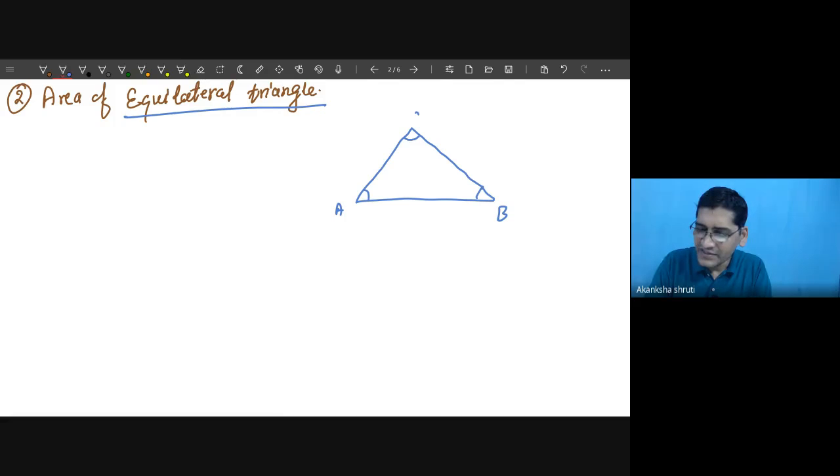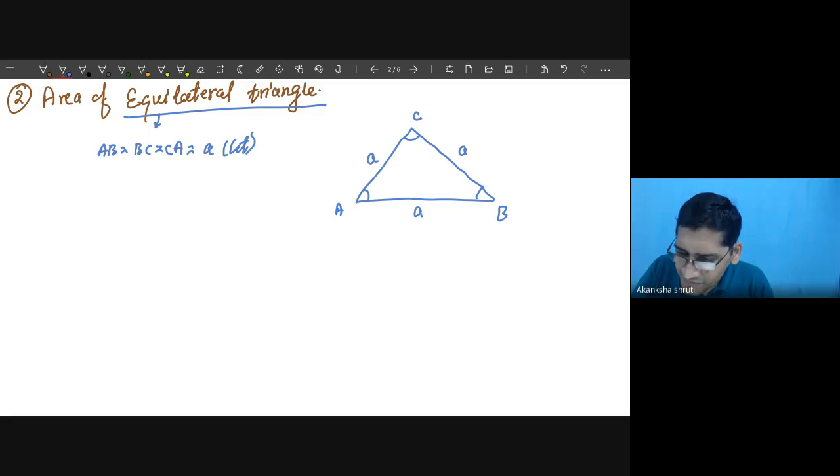A, B, C. So for an equilateral triangle, AB is equal to BC is equal to CA. All these three sides are equal, and each side length can be denoted by A. Okay, each side length is A, so BC is A, and it will be the same as AB and AC. In this case, just by knowing this side length, the perpendicular can be calculated.